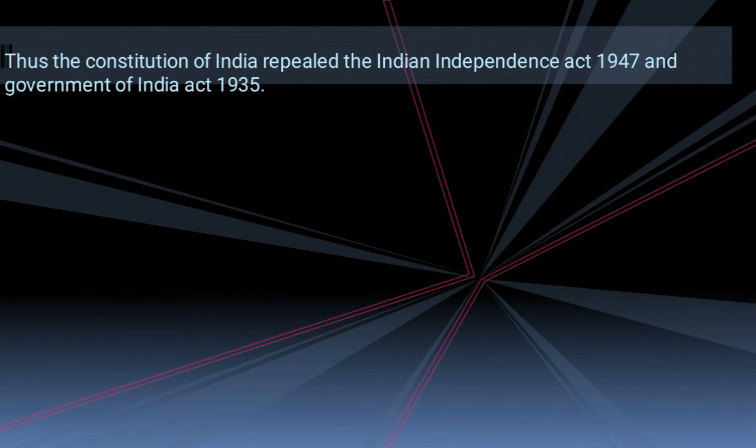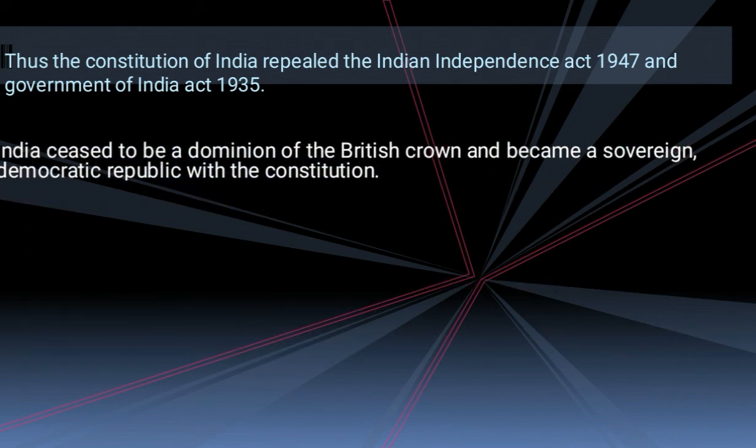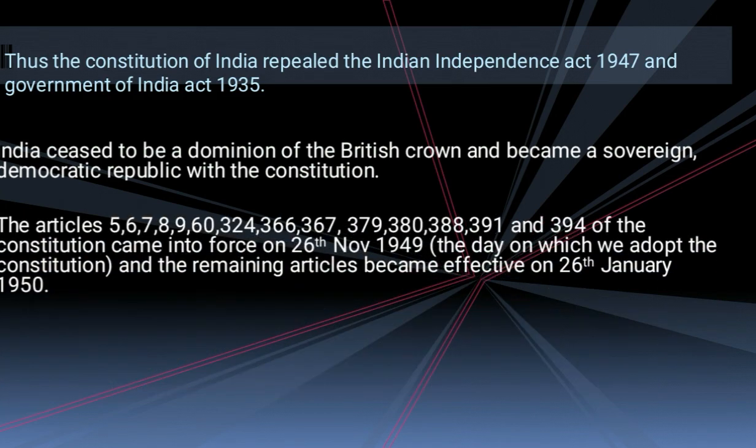repealed the Indian Independence Act 1947 and the Government of India Act 1935. India ceases to be a dominion of the British Crown and becomes a sovereign democratic republic with the Constitution.